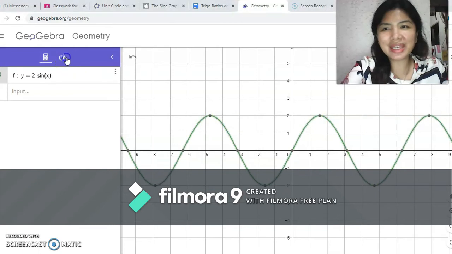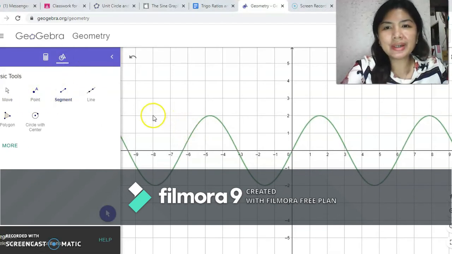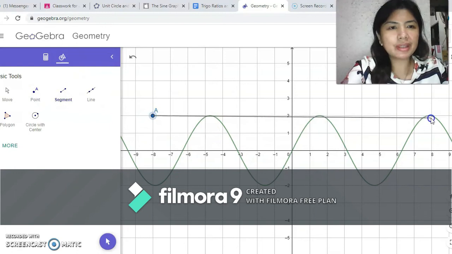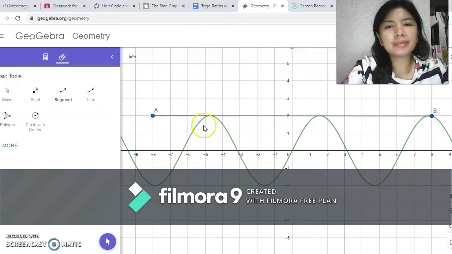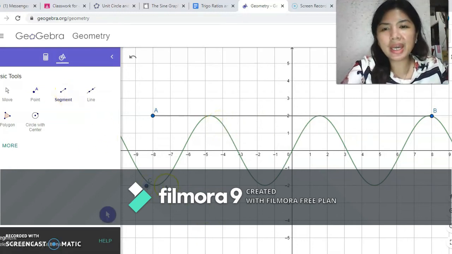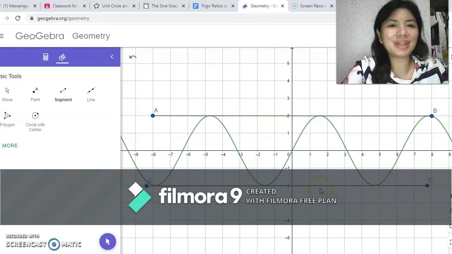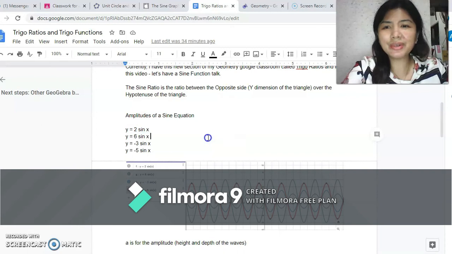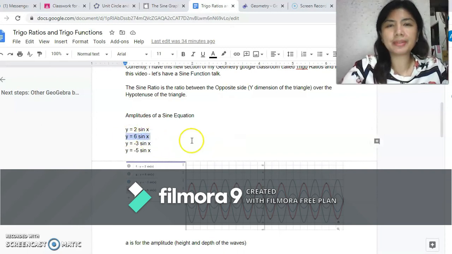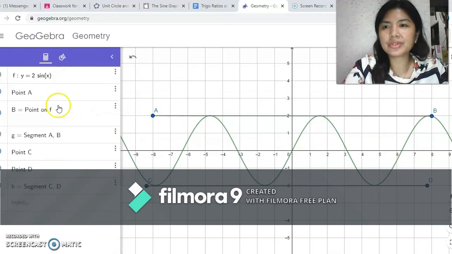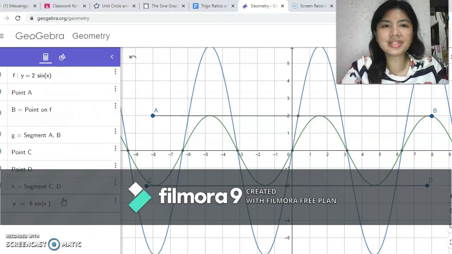As you can see, we have here the max, how high the wave will go, and how low and how deep the wave can go. So -2, the absolute value, is 2. So A is the height or the depth of the sine wave. Is it really true? Then let's have this another example.